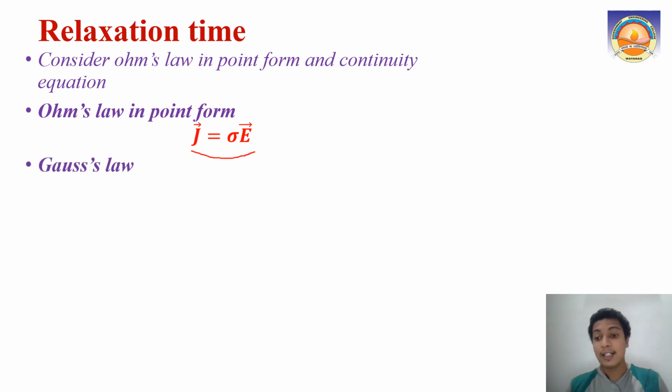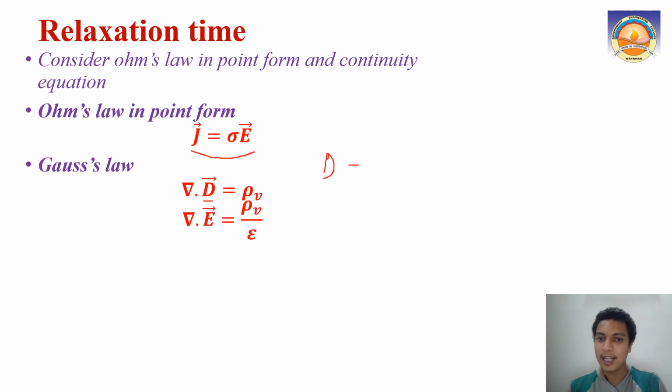And what is Gauss's law in point form? Gauss's law in point form states that del dot D equal to rho V, right? Divergence of electric flux density is equal to volume charge density. Electric flux density and electric field intensity are related by D equal to epsilon E, right? That is how they are related.